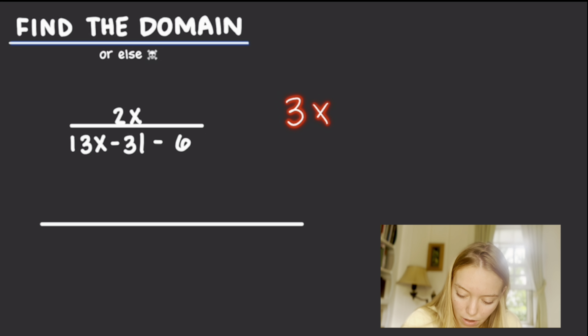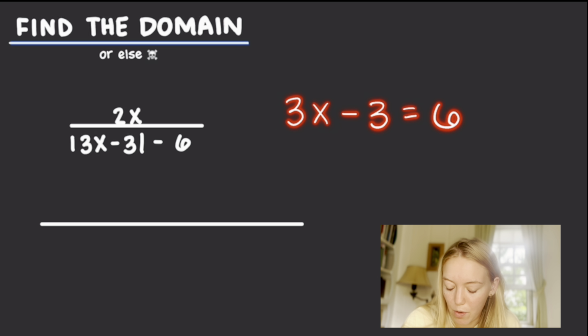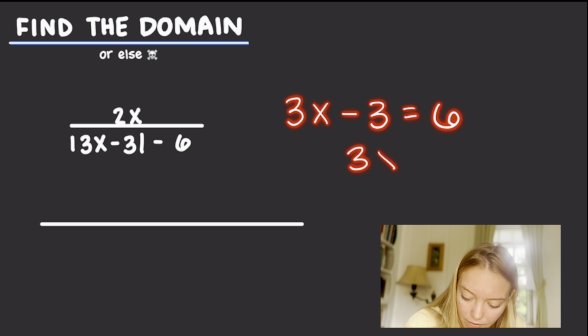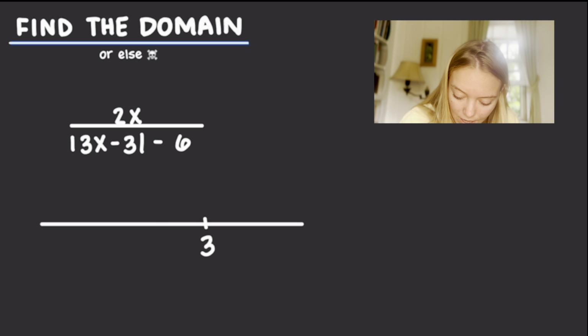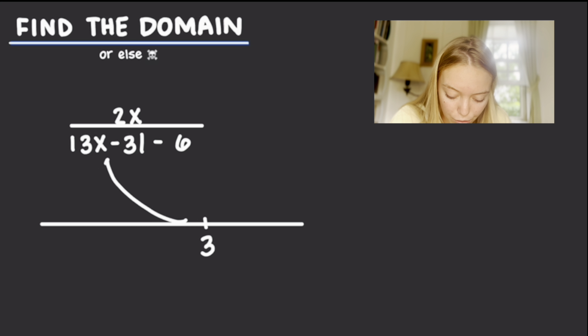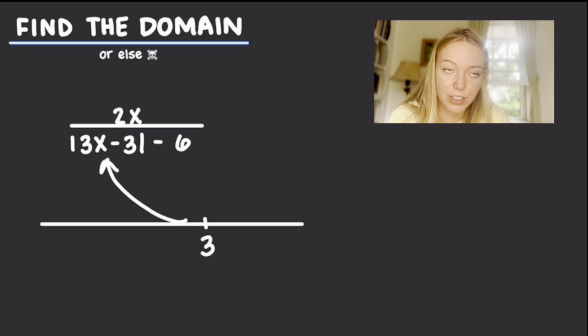So we have to solve 3x minus 3 is equal to 6 at what point for x? Well, if we solve this, this is going to equal 9. x is equal to 3. So x is equal to 3 is going to be a no-go, because if we plug 3 in for x, the denominator is going to equal 0.